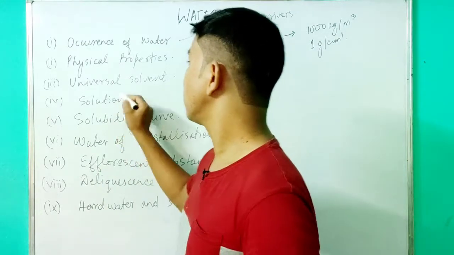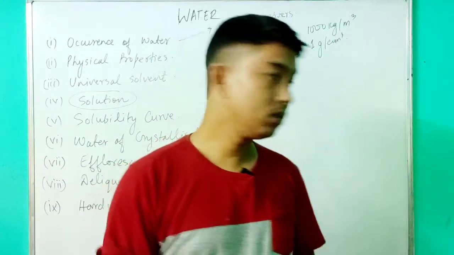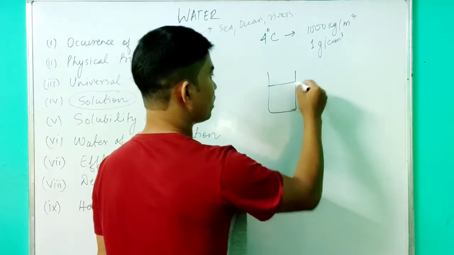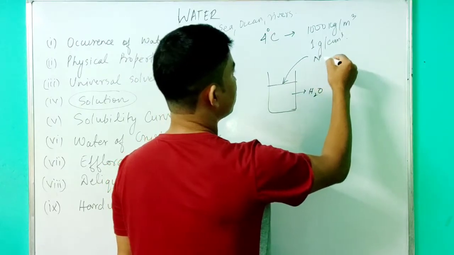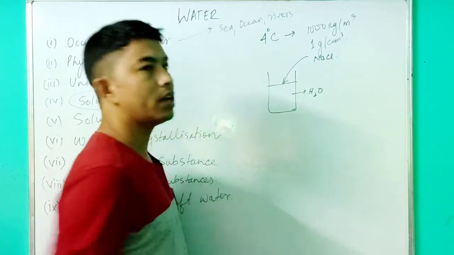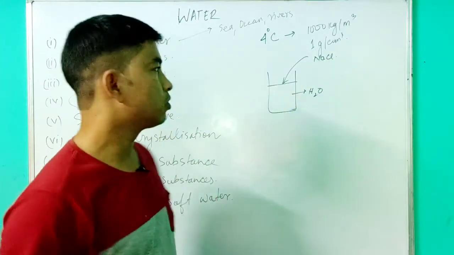Now coming to the fourth topic, that is the solution. So what is a solution? For example, in a beaker, if you take water, and in that water you put salt, NaCl, sodium chloride, and then stir it, the mixture of sodium chloride and water together is known as a solution.